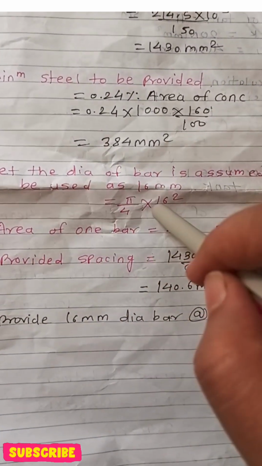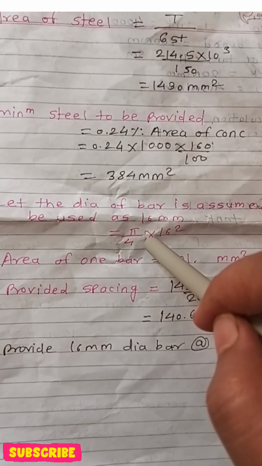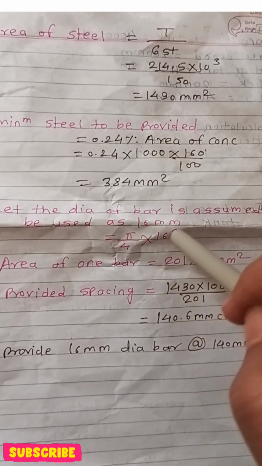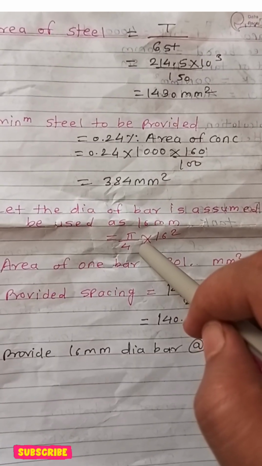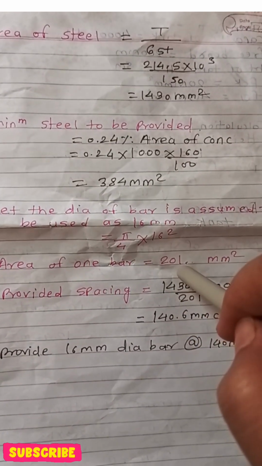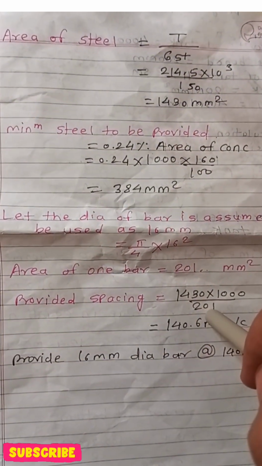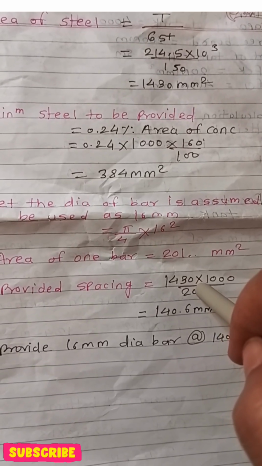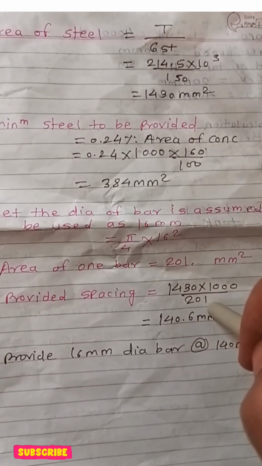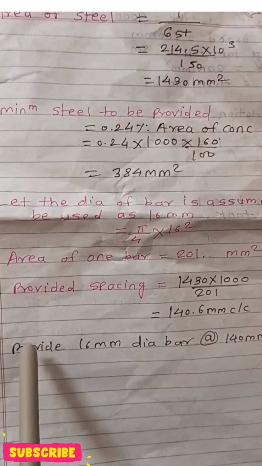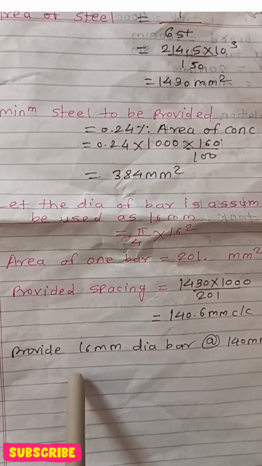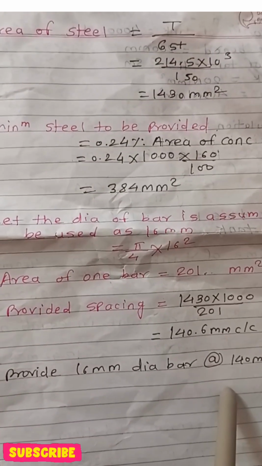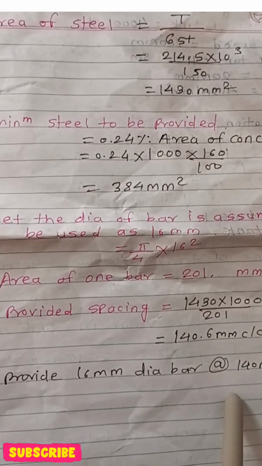Area of one bar is nothing but, if we assume that we are going to use a 16 mm diameter bar for that particular site, then for one bar the area will be pi by 4 into 16 square, so the value is approximately 201. Putting this value in the formula for calculating the spacing, 1430 is the total area of steel required, into 1000 divided by the area of one bar, you will get the spacing. So directly we can write it down here: provide 16 mm diameter bar at 140 mm center to center. This is how we can design a circular water tank.